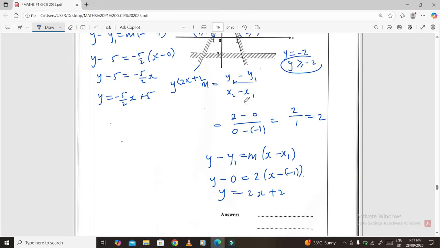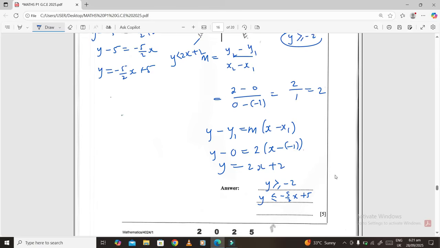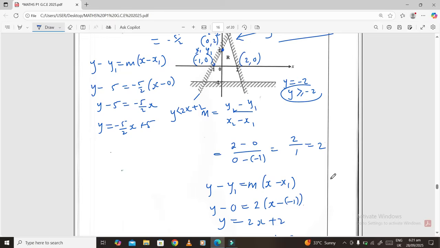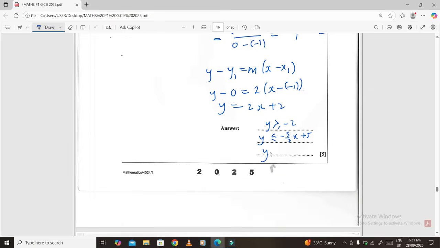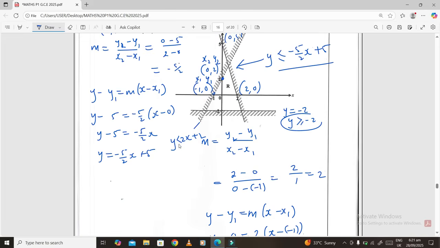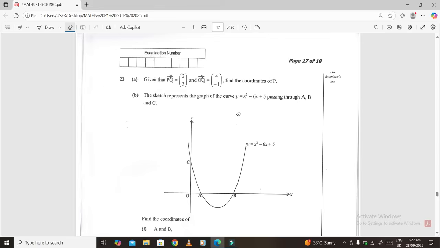So you can write your answers here. Y is greater or equal to negative 2. Y is less or equal to negative 5 over 2x plus 5. And lastly, y is less than 2x plus 2. So the reason why we've not put equal here is because the line here is dotted. Keep this in your mind. So it's just less, no equal. We go to the next question.